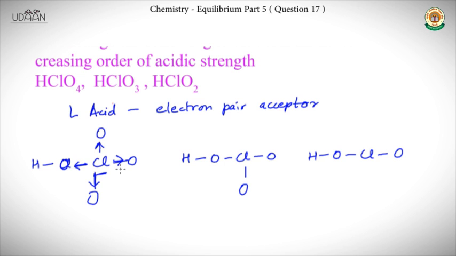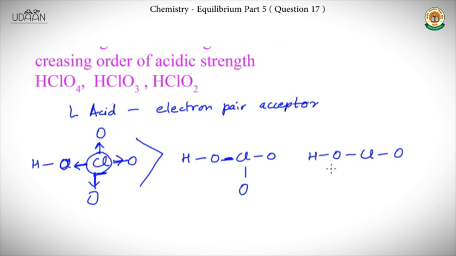And if you compare this with HClO3, then here there are just 3 oxygen atoms. So the chlorine atom in the first case will be a better electron pair acceptor than in the second case. So therefore HClO4 is a stronger acid than HClO3.